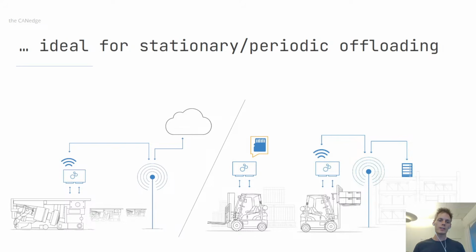So this happens automatically and is ideal for both stationary use cases. Here on the left, you can see an example, but also for what we call periodic offloading. It could be AGVs or forklifts in a warehouse that go in and out of Wi-Fi range. Here, the device will try to upload data when it is in range. And if it goes out of range, that's expected behavior. It will then retry when it gets back into range. And the same goes for a truck that visits a specific Wi-Fi router every 2 or 3 days, for example.